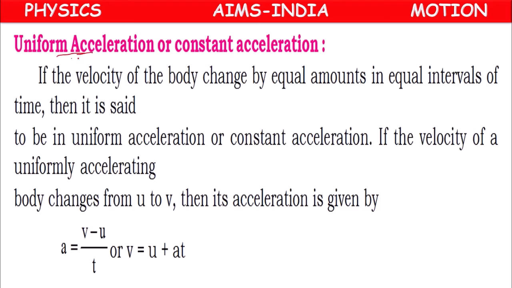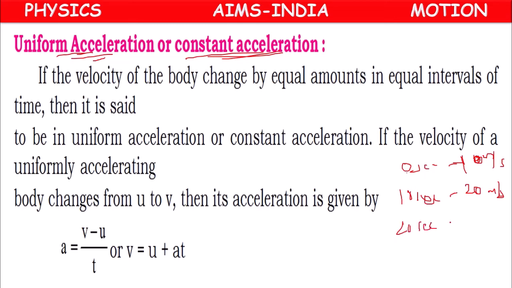Next, uniform acceleration or constant acceleration. Suppose we have started the journey from 0 seconds. Velocity is 10 meter per second. Now after 10 seconds, velocity changed to 20 meter per second. Again after 10 seconds, means 20 seconds, velocity changed to 30 meter per second. Again after 10 seconds, 30 seconds, velocity changed to 40 meter per second. So from 0 to 10 seconds, then 10 to 20, 10 meter per second changed. Again 10 seconds, 10 meter per second, 10 seconds, 10 meter per second.